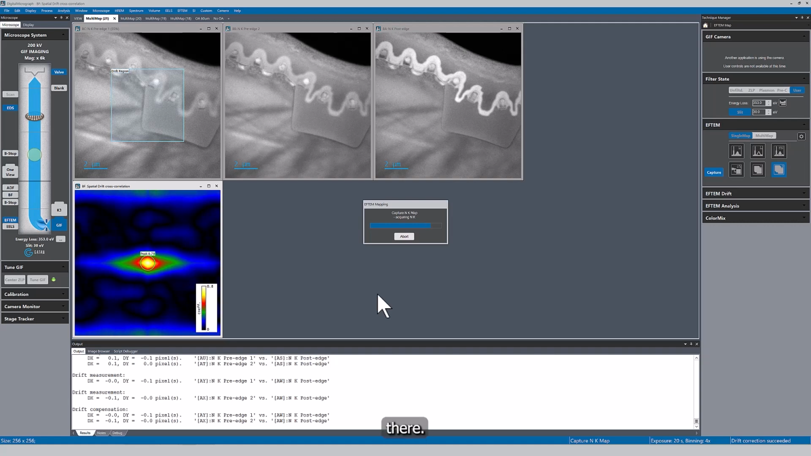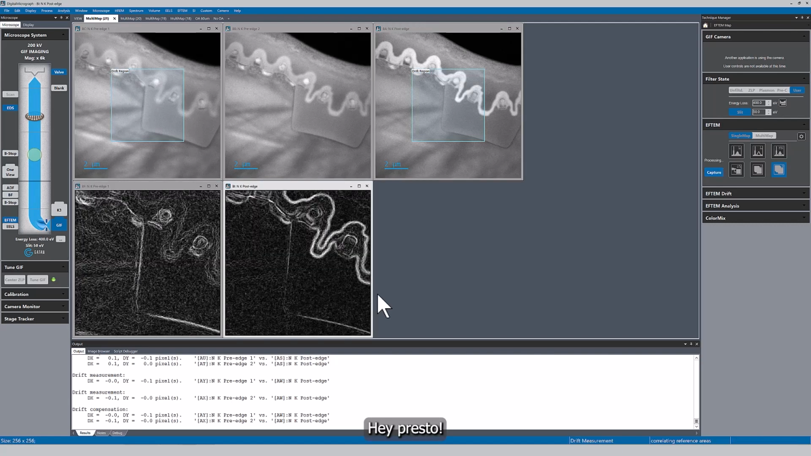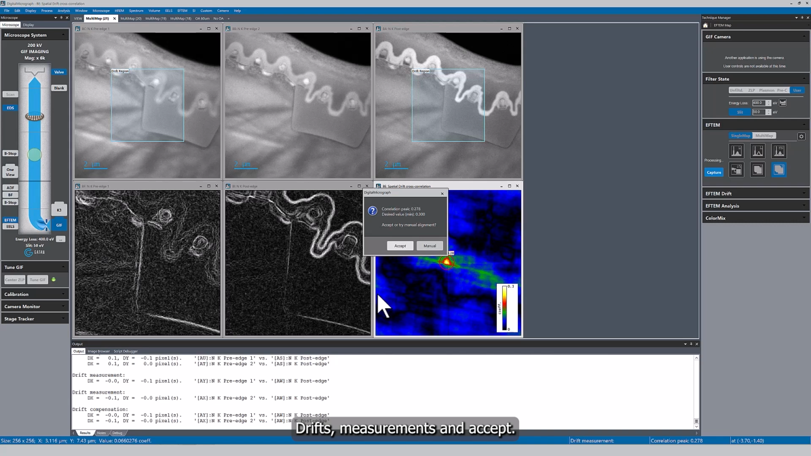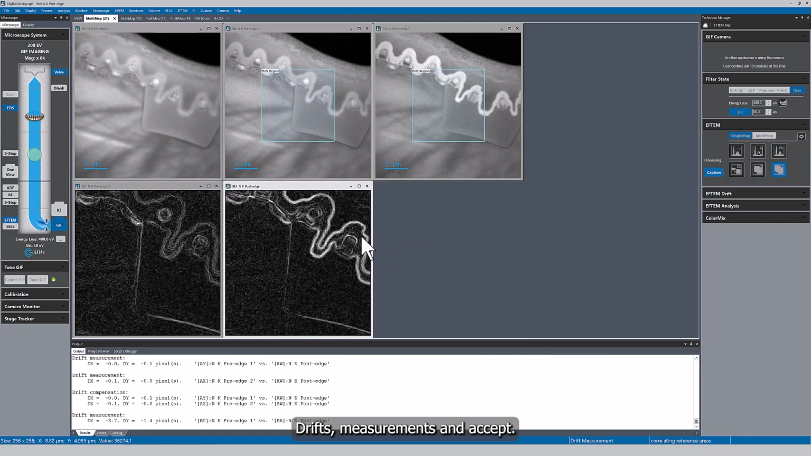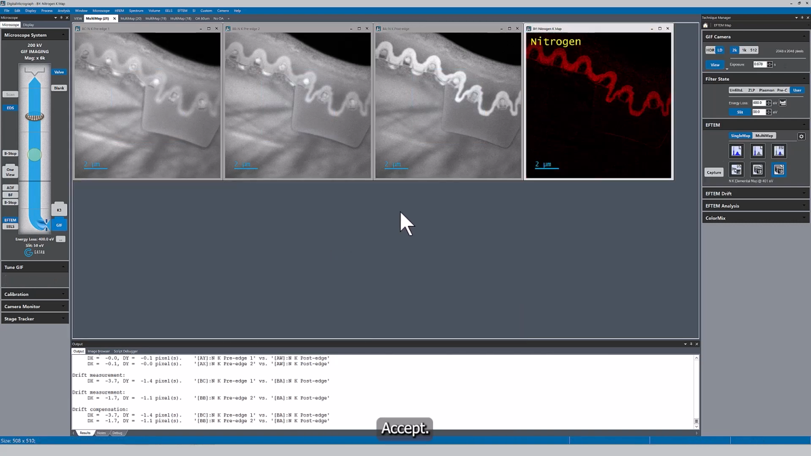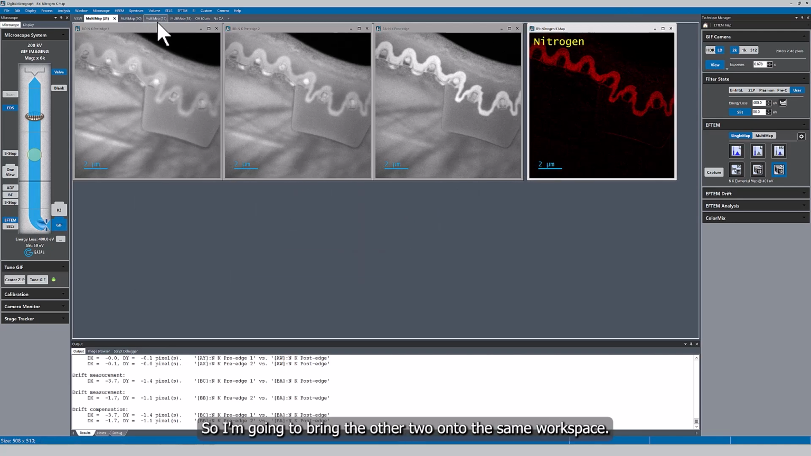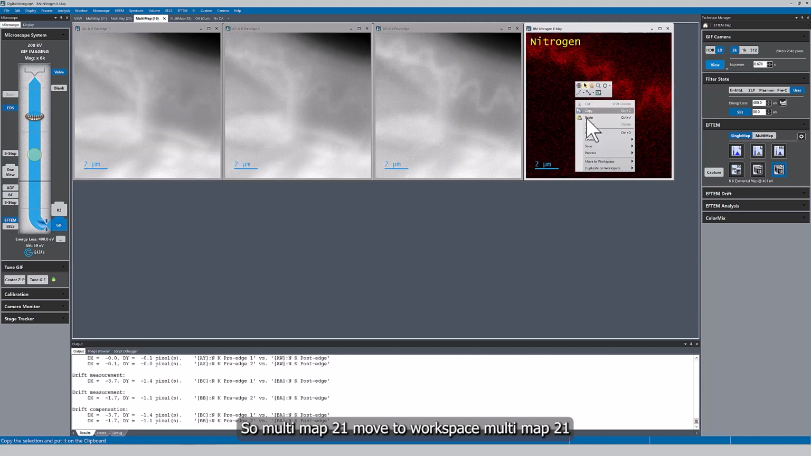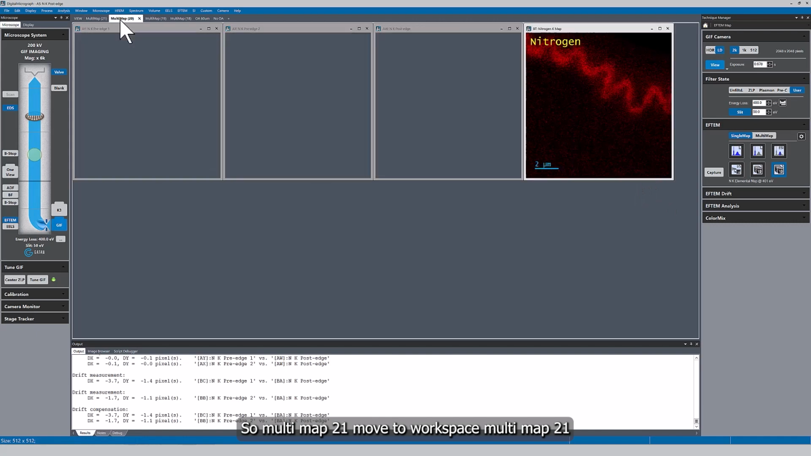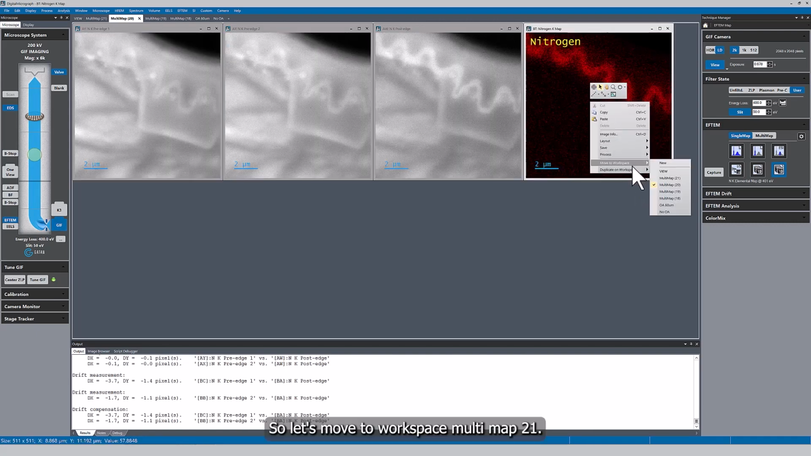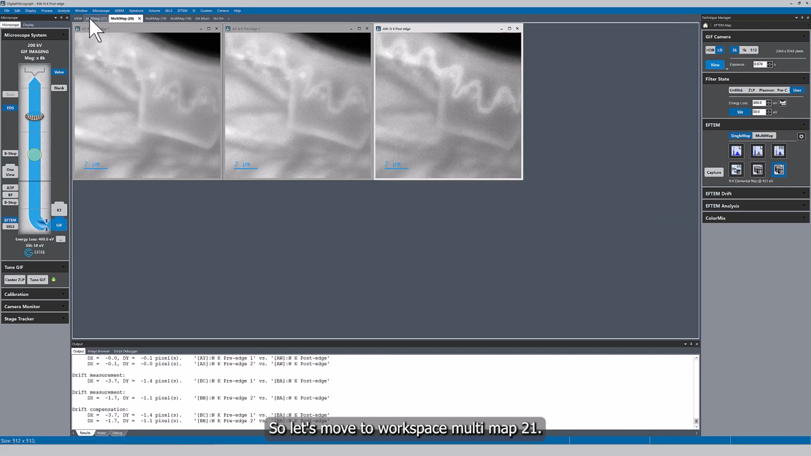Nearly there. And hey presto. Drift measurements and accept. Accept. There we go. Okay, so that's our final map. So I'm going to bring the other two onto the same workspace. So multi-map 21, move to workspace, multi-map 21 and 20.